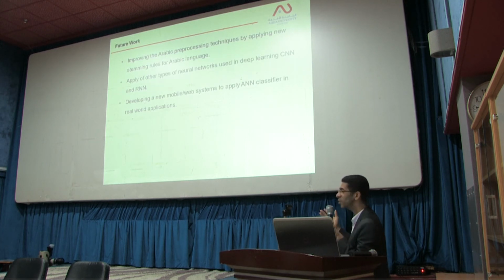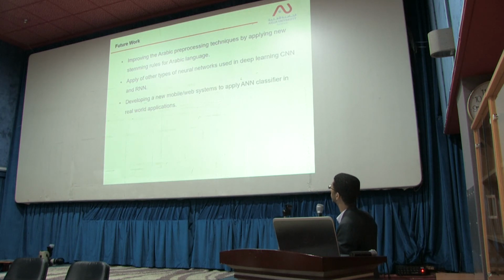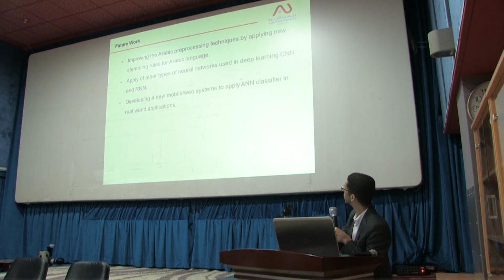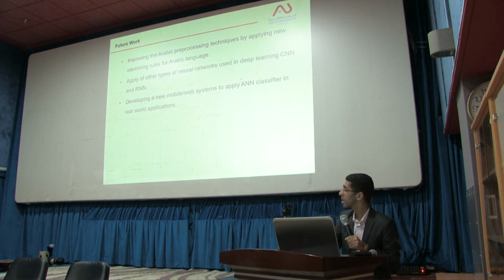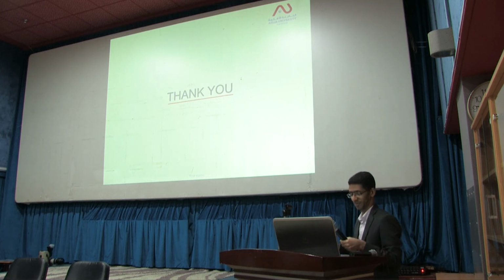And for future work, we are planning to improve the Arabic pre-processing techniques by applying new stemming rules for the Arabic language. We could also examine other types of neural networks from deep learning, such as convolutional neural networks and recurrent neural networks. And we could even develop a new mobile system to apply the ANN classifier for real-world applications. Thank you.